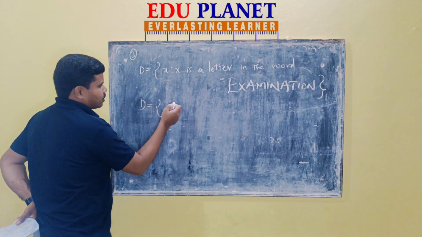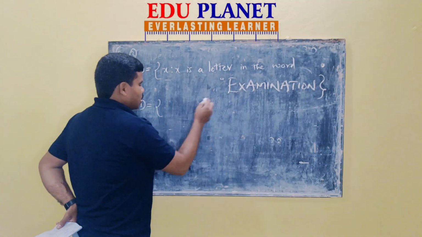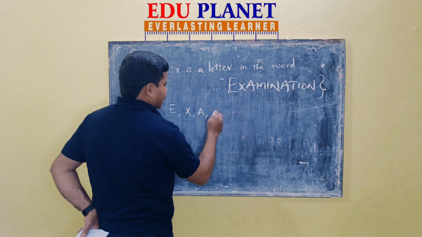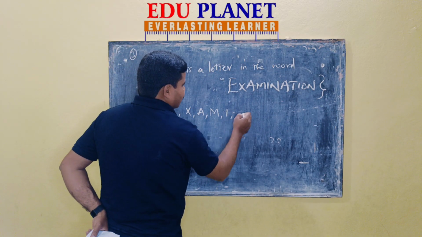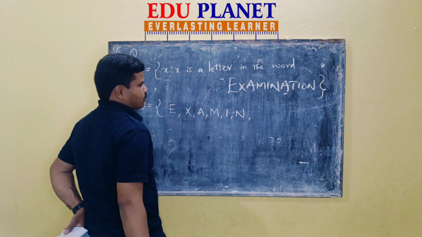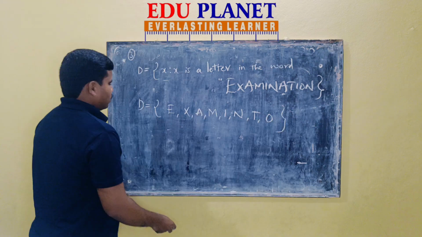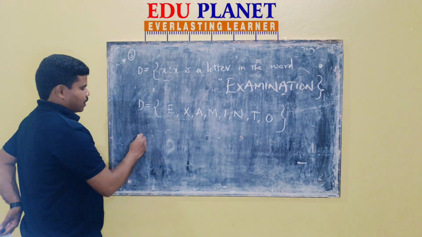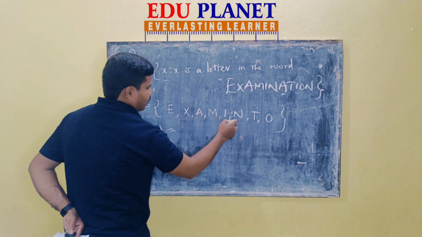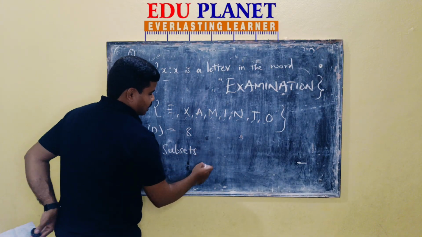Set D equals the set of, see, each element we have to write without repeating. Firstly E, second element X, third element A, fourth element M, fifth one I, sixth one N, seventh one, no, A is already repeated, we should not write it, we have to omit it. Next T, next I also we have to avoid. So this is set D in roster form. Now how many elements are there in set D? 1 2 3 4 5 6 7 8. 8 elements are there.